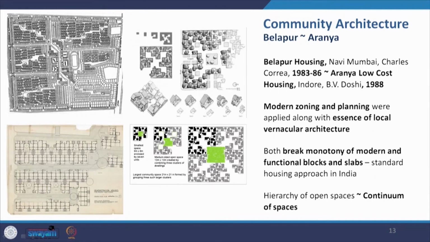Now you will tell me, you talked about Belapur when you were talking about vernacular revival. True. So in fact Belapur falls in a sense in both categories. It is a vernacular revival of an Indian village in a modern context, but it is also an example of community architecture. In Belapur housing in Navi Mumbai, 83 to 86, comparing it with Aranya in 1988, modern zoning and planning has been used in both, and there is a sense of local vernacular architecture. Both break the monotony of modern functional blocks and slabs, which was at the time a standard housing approach in India.